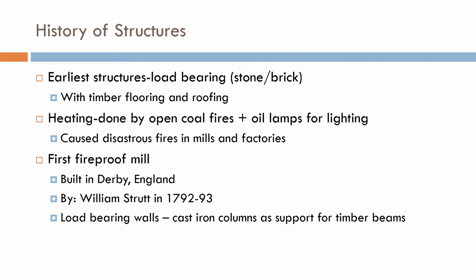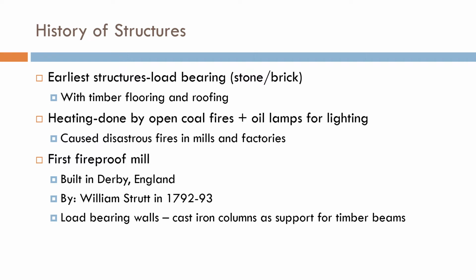And in areas where the cold climate is there for most part of the year, they needed coal fires and oil lamps for lighting. इसकी वजह से बहुत बार फायर्स डिजास्टर्स हो जाते थे फैक्ट्रीज के अंदर, which caused a lot of issue for the management, for the institutions which were running these buildings, and for the people as well.